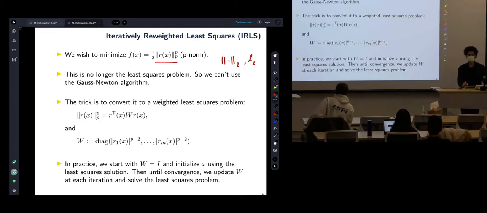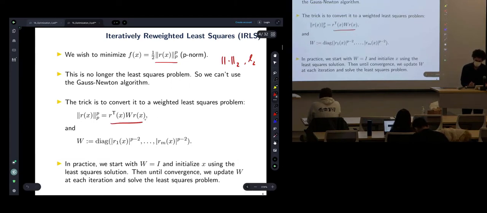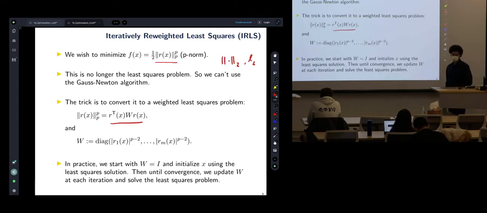So the trick that historically, as far as I know, was around maybe the 70s, 80s, 90s, and it was very common 20 years ago to solve a lot of machine learning problems using this technique, is to convert the p-norm to a weighted least squares problem. And the way we do that is by redefining the optimization to be like this. Define your p-norm to be a quadratic term that is weighted.